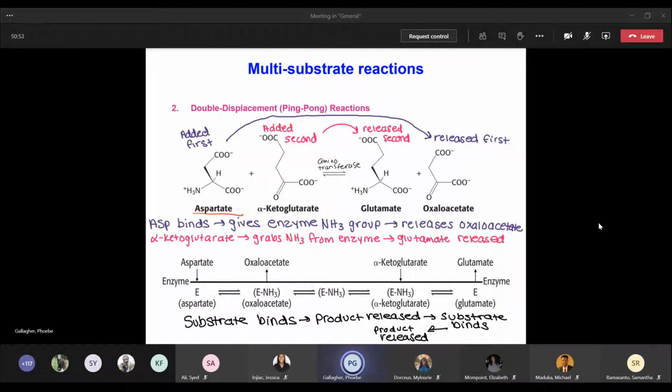But anyways, you should know that in this case, you have your aspartate, which enters the enzyme first. It is then going to give its amino group to the enzyme, and it's going to leave as oxaloacetate now that it's lost its amino group. And then the next substrate is going to enter. So this is alpha ketoglutarate. It's going to enter the enzyme, and it's going to take the amino group from the enzyme that was given to it by the aspartate. That's going to convert it to glutamate and allow it to exit the enzyme.